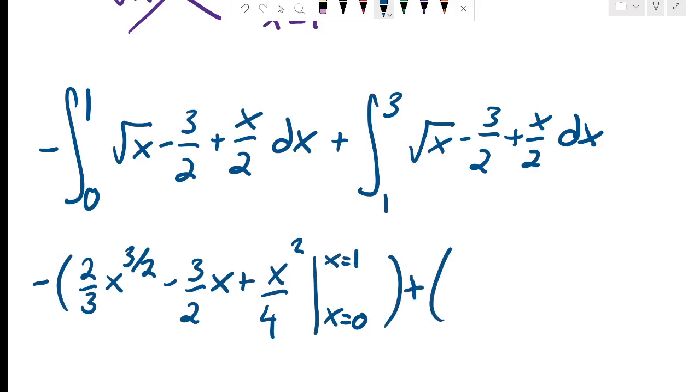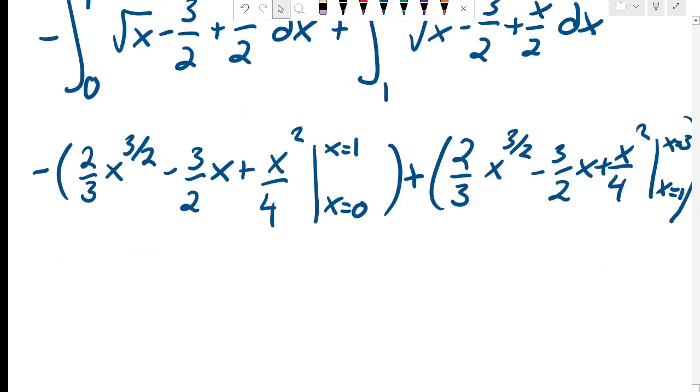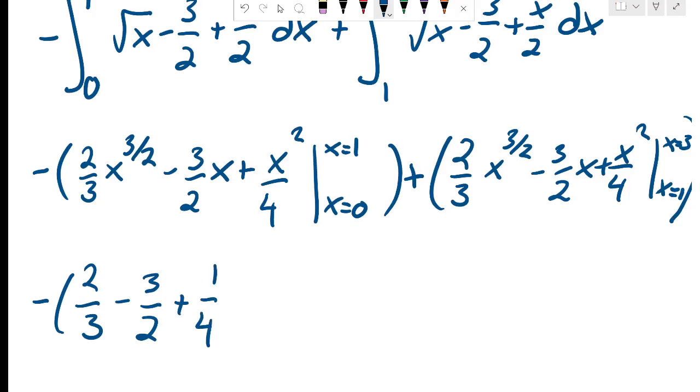And then we're adding it to the same thing because this is the same integral. Okay. And then we're taking this part from x equals 1 to x equals 3. Okay. So we'll go ahead and evaluate all this. So we get negative 2/3 minus 3/2 plus 1/4, and then minus a 0.